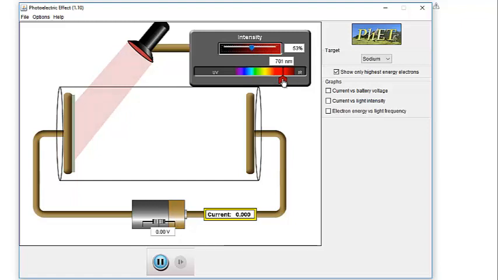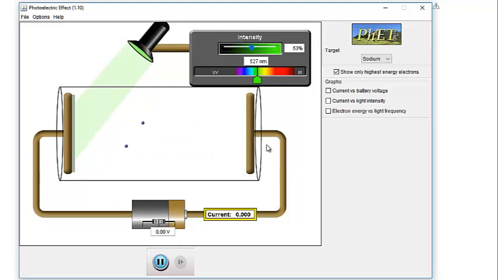Okay, so I'm going to turn the intensity back down, and now I'm going to change the wavelength. So I'm going to move it to a shorter wavelength. You can see the wavelength's getting shorter, which means what is happening to the energy? It's getting higher or lower? Okay, I keep going, and now we start to see something.